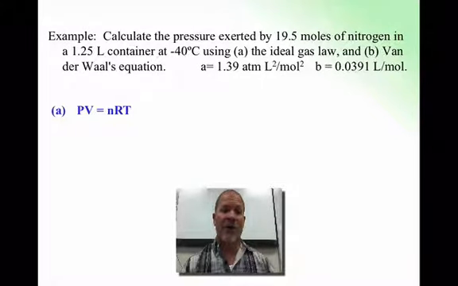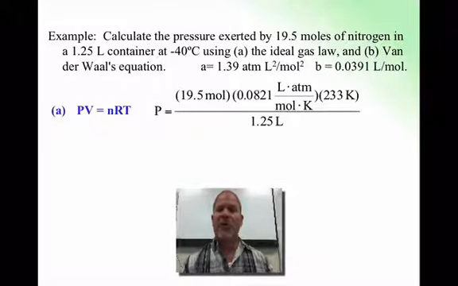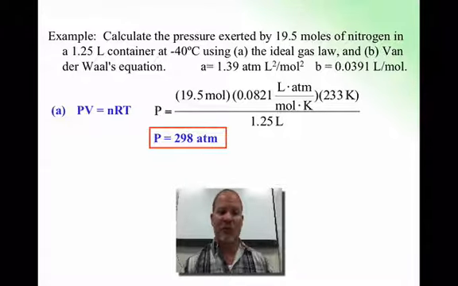And I gave you volume, I gave you moles, I gave you temperature. The only one you have to work with is temperature. Make sure it's in Kelvin. So you multiply across, you divide by 1.25, and you get a pressure of 298 atm.